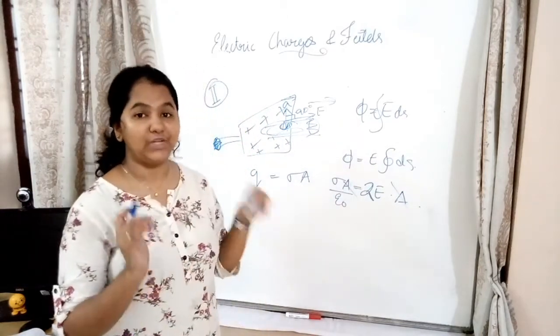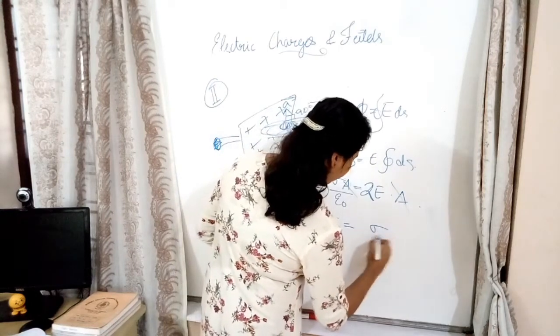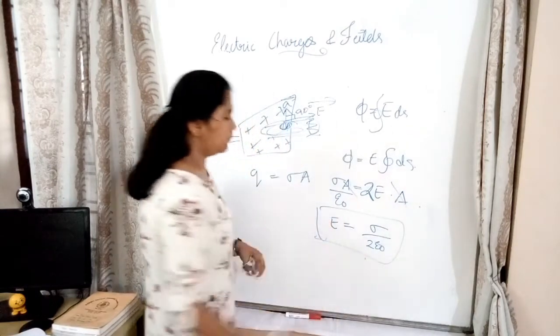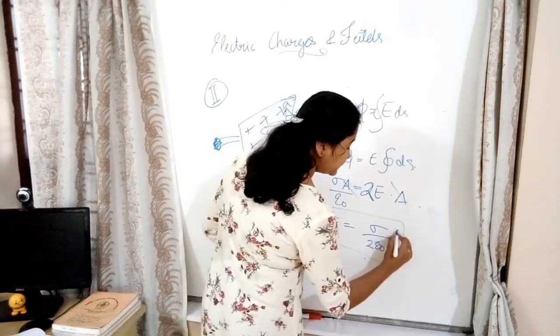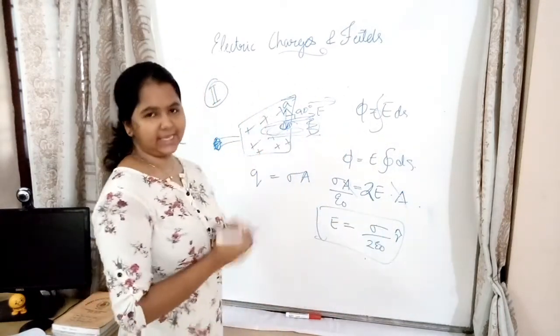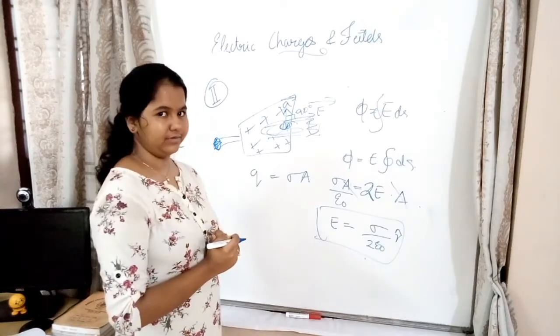So we have to find E. So E is equal to sigma by 2 epsilon 0. This is the second application. And the r cap is there because it's a vector form, so it's always there. So this is the second application. The third application is about a sphere. Let's learn about it right now.